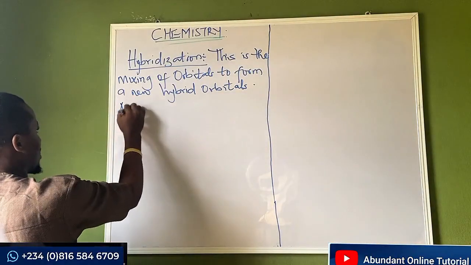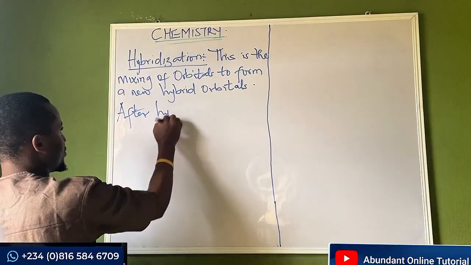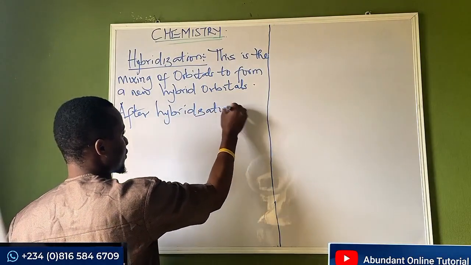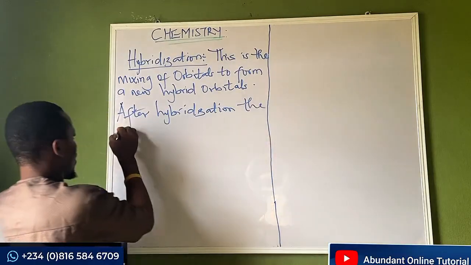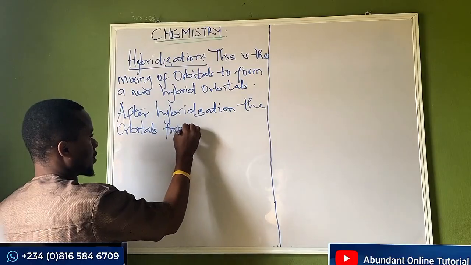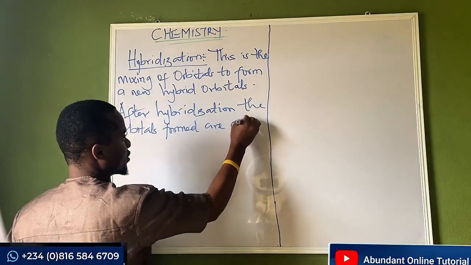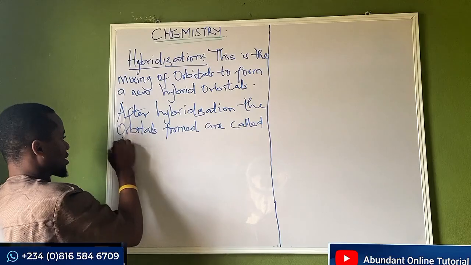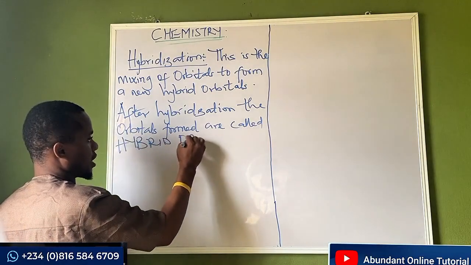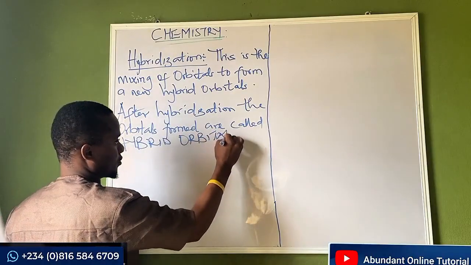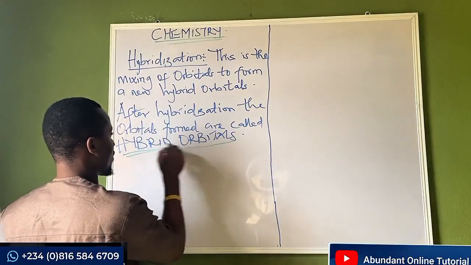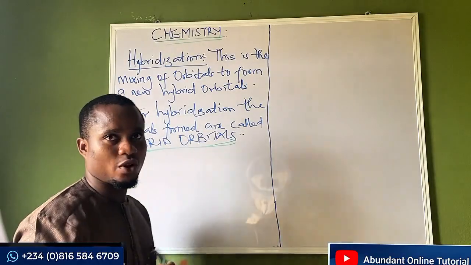So after hybridization, the orbitals formed are called hybrid orbitals. Yes, so the orbitals formed are called hybrid orbitals.